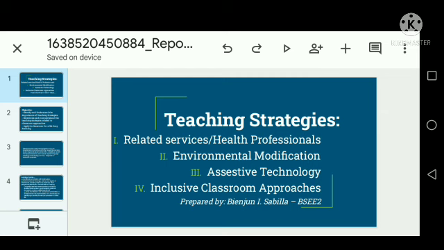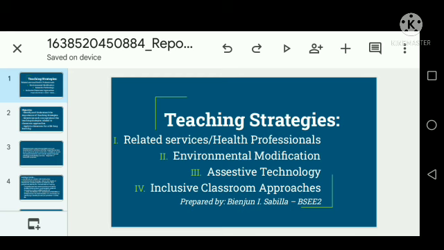So for this afternoon, I will be going to discuss and report about teaching strategies. Under teaching strategies, we have four important things that we need to discuss. Number one is related services or health professionals. Number two, environmental modifications. Number three, assistive technology. And the last one is inclusive classroom approaches.